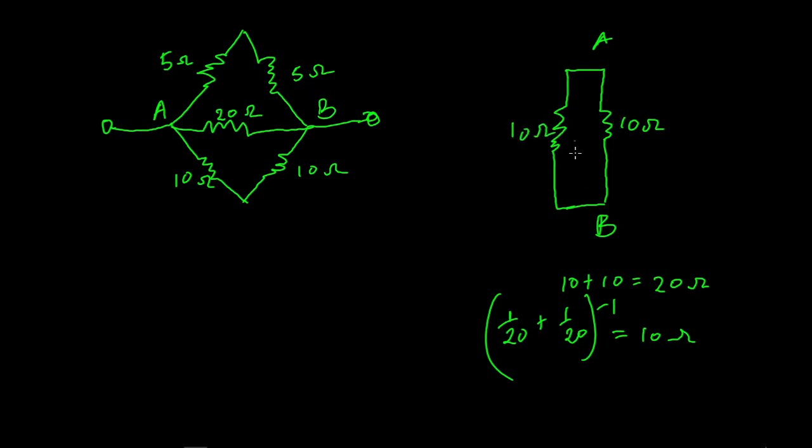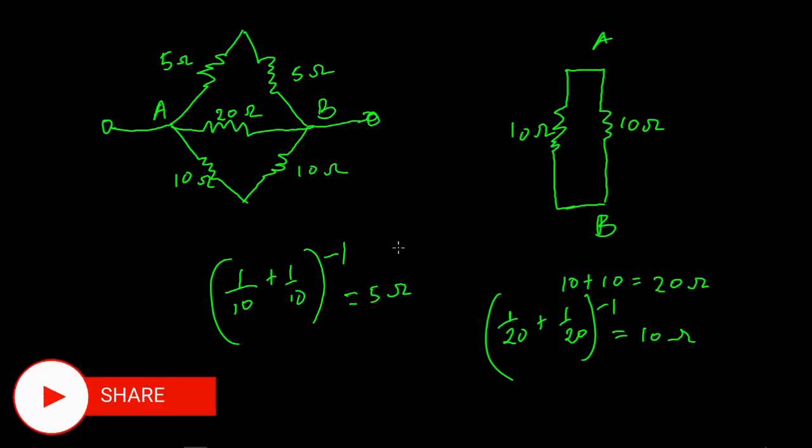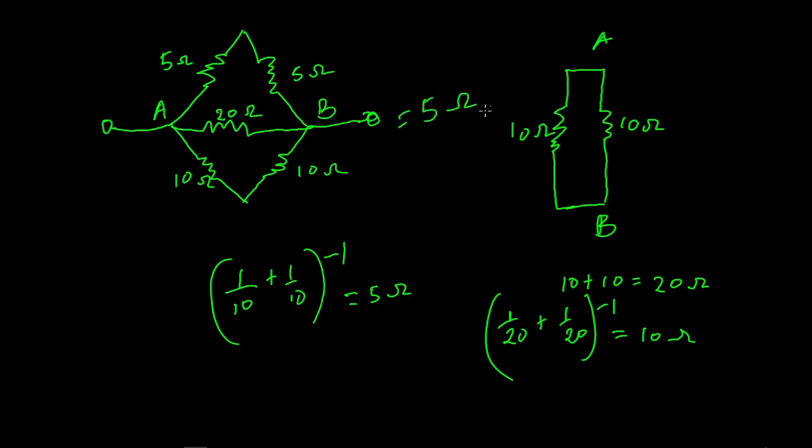Now we have two 10 ohm resistors in parallel. So to get the effective value, we are going to have 1/10 plus 1/10 raised to the power of -1. And if you find the resultant value, you are going to have 5 ohms. That means the effective resistance of this circuit, we can simply replace all of these complex circuits with just a single 5 ohm resistor.